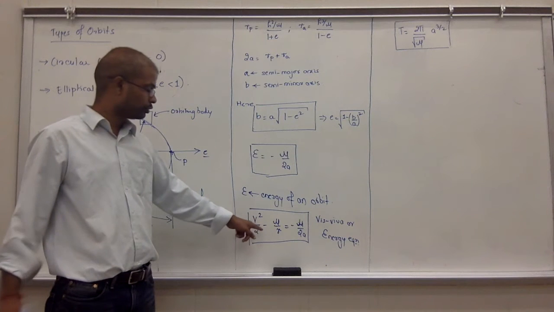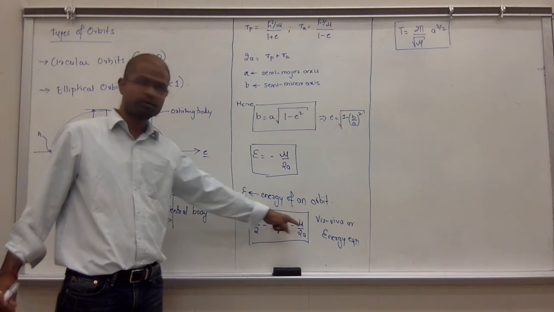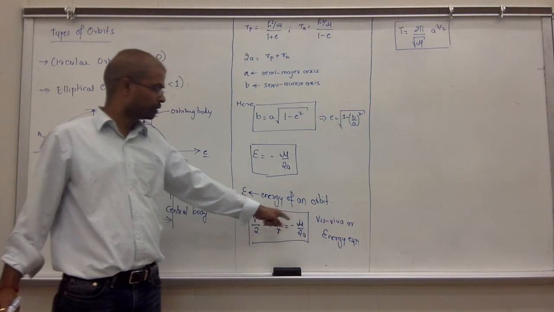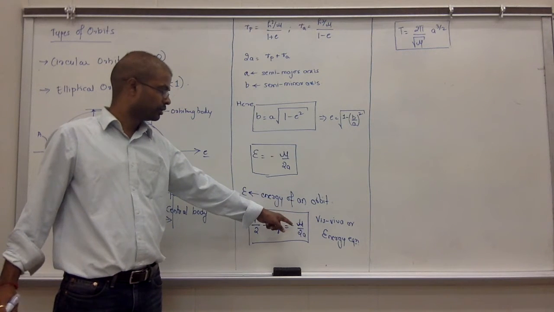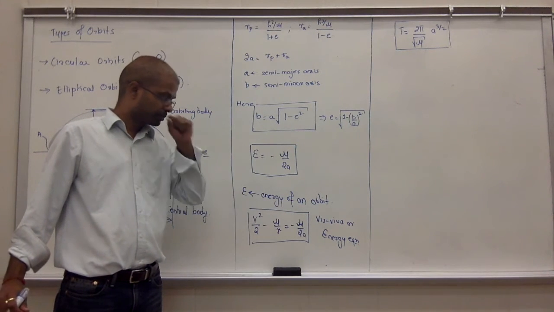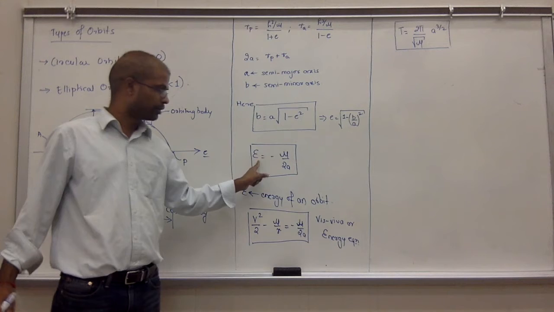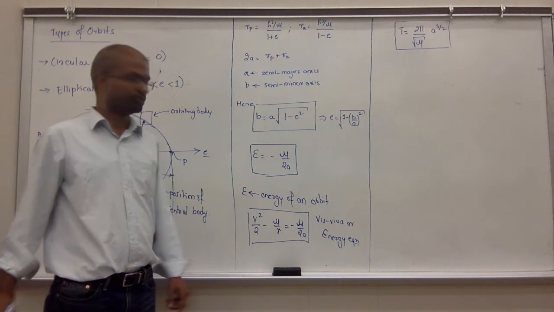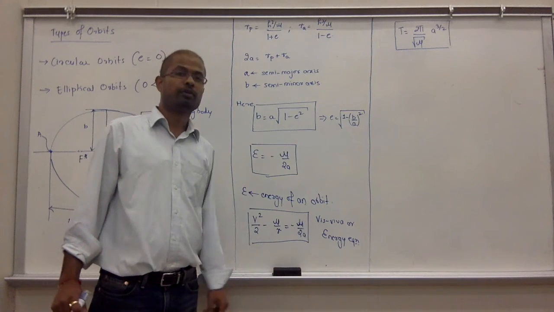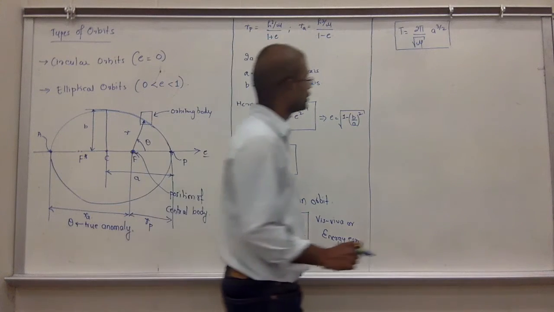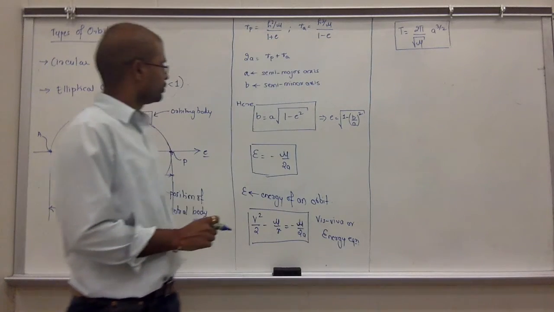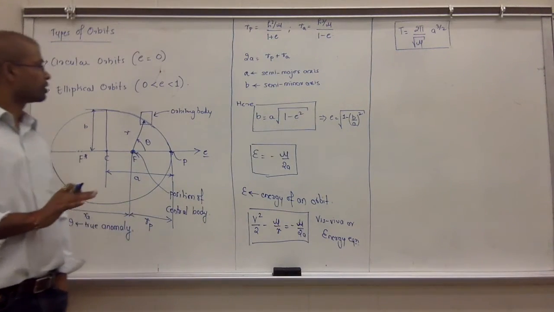This v square over 2 minus mu over r is equal to minus mu over 2a. It was epsilon for this equation that this epsilon is replaced by this epsilon. It's called the Vis-Viva equation. Yeah. So, can you identify Kepler's laws here?